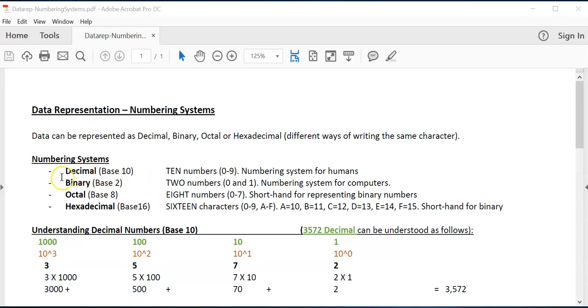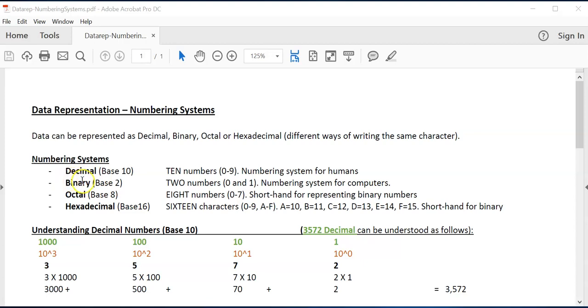So any number in decimal can be represented by using a combination of numbers that can be 0 through 9. So when we don't give any name to the numbering system, when we're talking about a number on a day-to-day basis, we're actually referring to a decimal system. So when we say 200, that's a decimal system. When we say 123, we're referring to a decimal system.